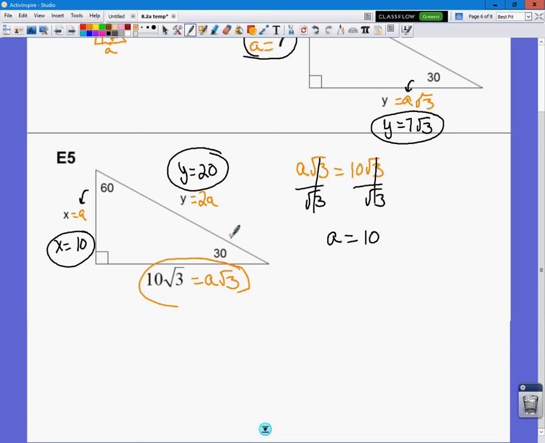The long leg is 10 square roots of 3. That's what they gave me, right? The short leg was 10. And the hypotenuse is 20. The hypotenuse is twice as big as the short leg, 10 times 2. And the long leg is the square root of 3 times as big as the short leg, 10 times the square root of 3. Everybody good?